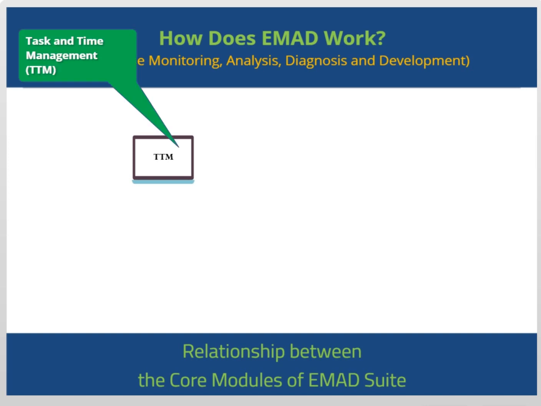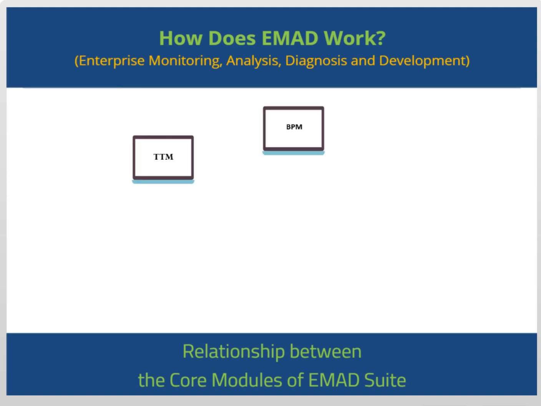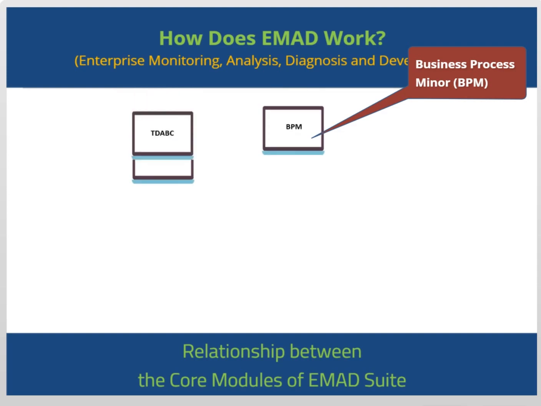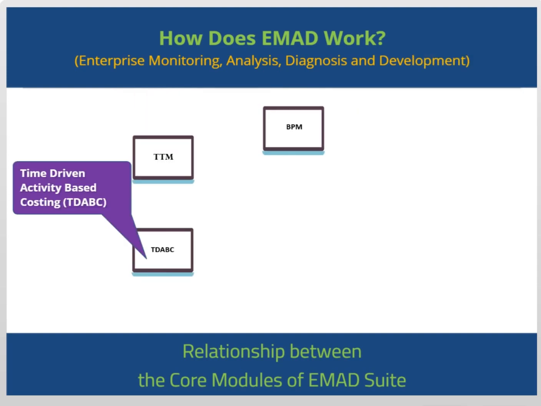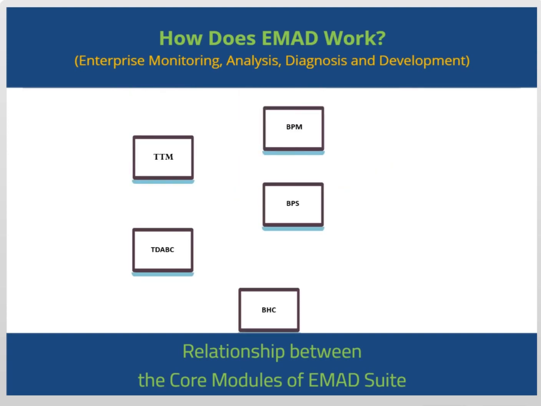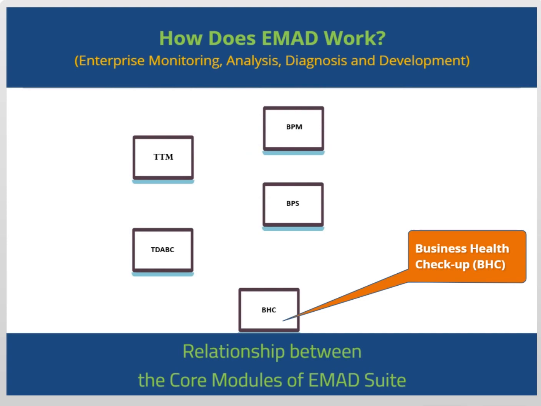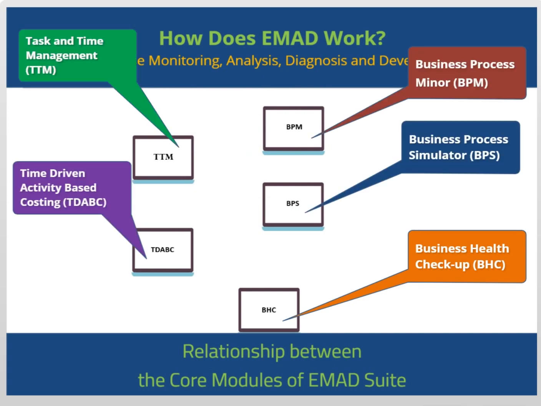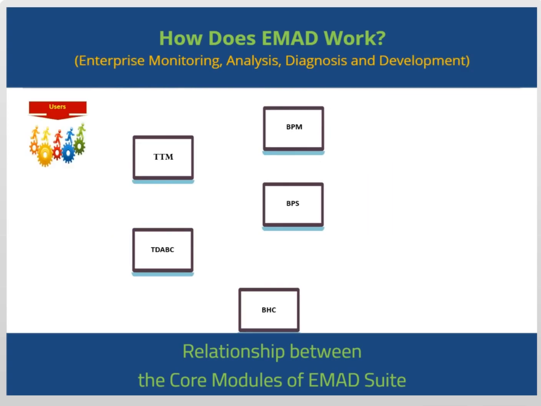As we see, EMAD has 5 core modules: TTM, or Task and Time Management, BPM, or Business Process Miner, TDABC, or Time-Driven Activity-Based Costing, BPS, or Business Process Simulator, BHC, or Business Health Checkup. These are 5 core modules of EMAD, so we want to see the relationship between them.